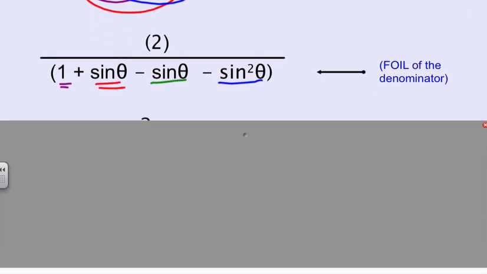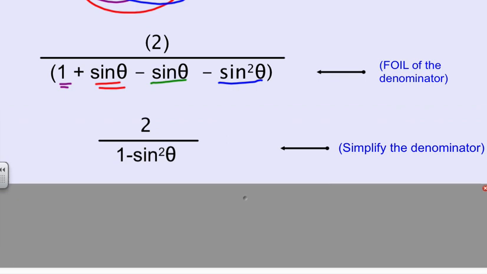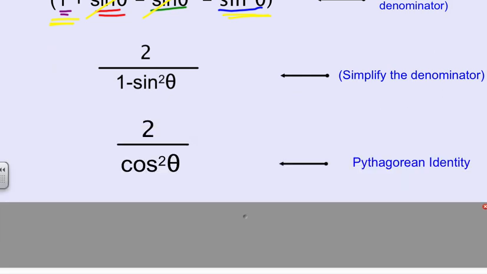Do you see anything cancel out in the denominator? Yes. You should see that the sine of theta and negative sine of theta cancel out. So now we just have the 1 and the sine squared of theta in the denominator. Haven't done anything with the 2 yet for a while. Now we have a Pythagorean identity right there. The Pythagorean identity, if you remember, is sine squared of theta plus cosine squared of theta equals 1. That's what it shows on your sheet. But it doesn't look like that. So what do we have to do? We have to manipulate it.